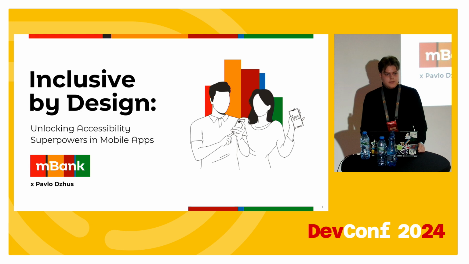So in the world of mobile development, accessibility plays a crucial role in ensuring that everyone, regardless of their physical or cognitive abilities, can effectively use and interact with digital applications. My name is Pavlo Dzhus. I am Android developer at mBank.